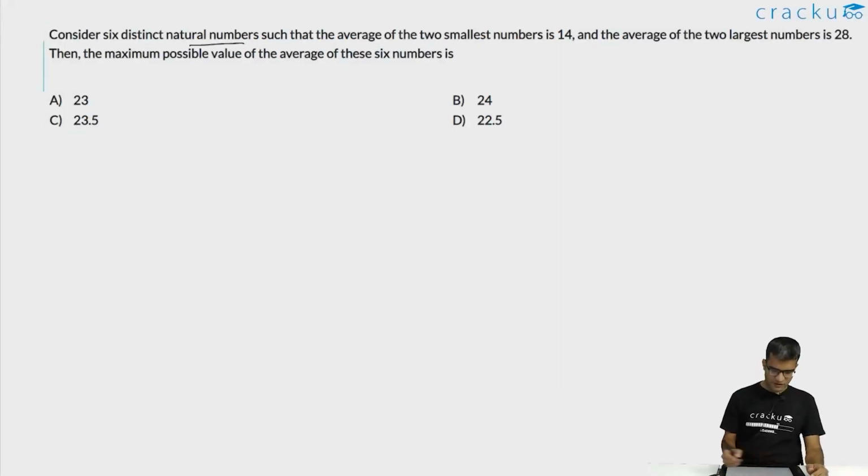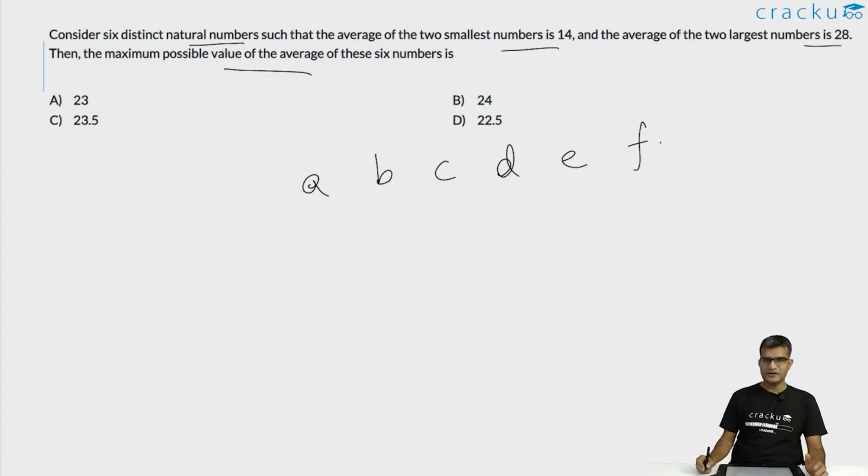In this question, we are told that there are 6 distinct natural numbers such that the average of the two smallest numbers is 14 and the average of the two largest numbers is 28. We are required to calculate the maximum possible average of these 6 numbers. Let the 6 numbers be A, B, C, D, E and F in that order such that A is less than B is less than C is less than D is less than E is less than F.